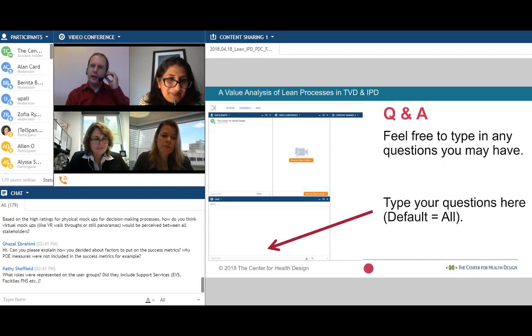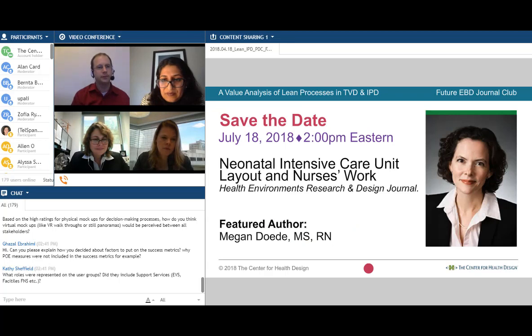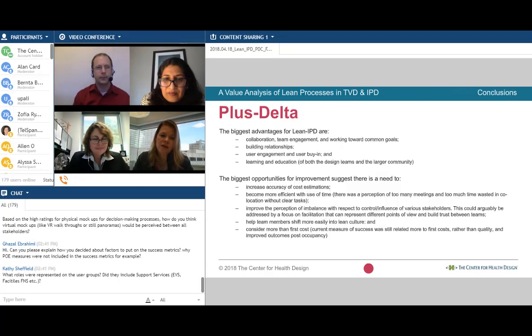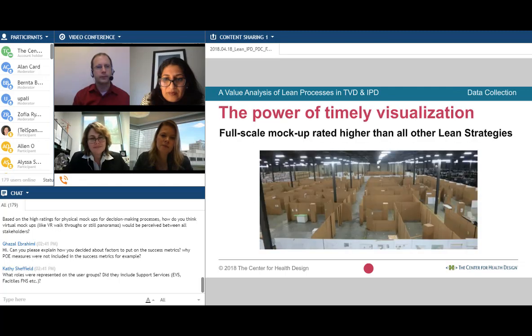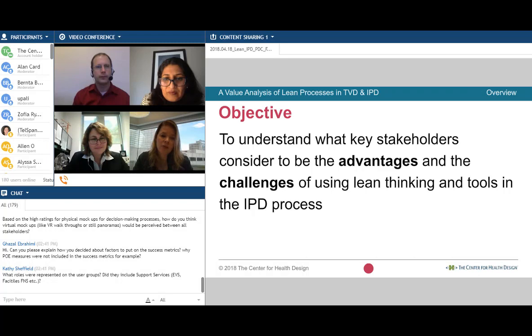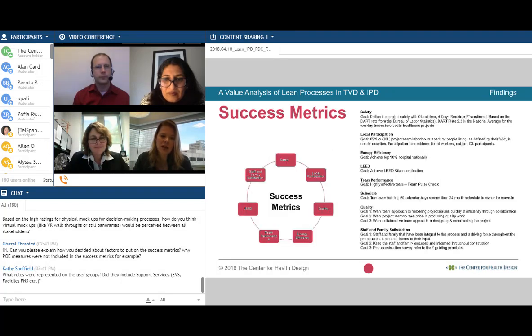Fantastic. Another user asked, can you please explain how you decided about factors to put on the success metrics? Why were POE measures not included in the success metrics, for example? So those metrics were created by the team pretty early on in the project, the integrated project team and the leaders behind those teams. So they were created by that team.